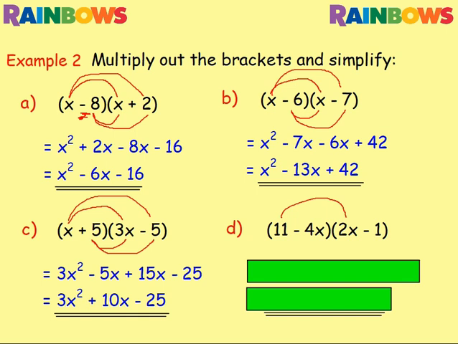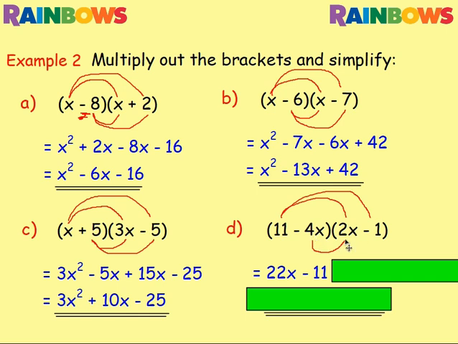11 times 2x. 11 times 2x is, yes, 22x. Brilliant. 11 times negative 1 is, good, it's going to be negative 11. You got it. Then you've got the negative 4x times 2x. What's negative 4x times 2x? Negative, positive, so it'll be negative.